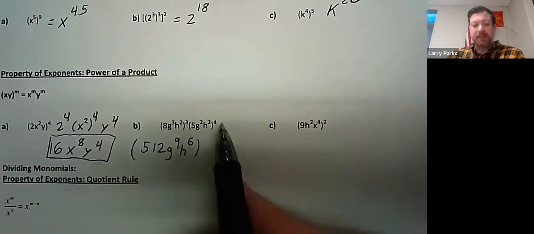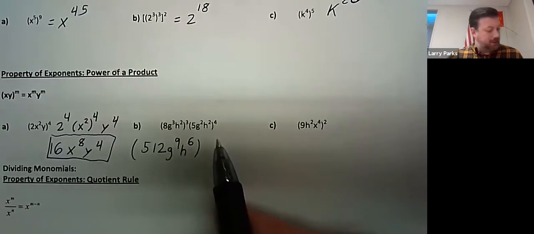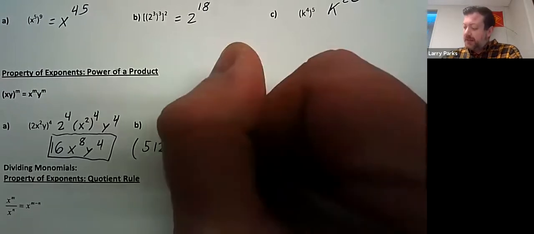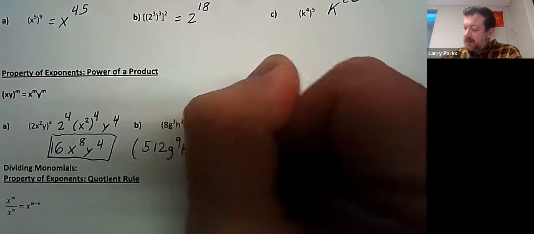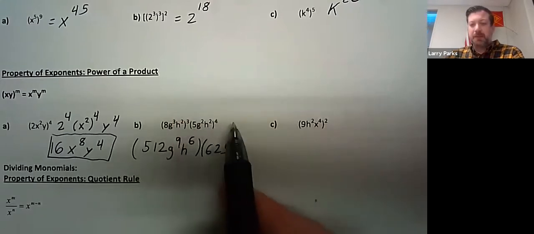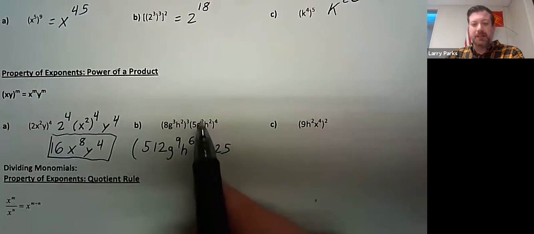And then we're going to do 5 to the fourth. 5 times 5 is 25, times 5 is 125. Let's see, what's 5 to the fourth? 5 to the fourth is 625. G squared to the fourth, you multiply the exponents. 2 times 4 is 8.